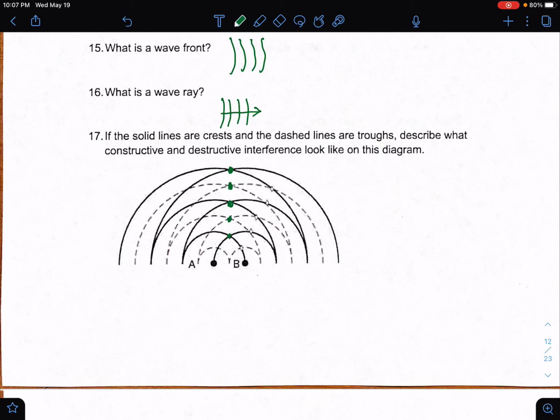When you have a crest and a trough meet, so a solid line and a dotted line meet, these are going to try to cancel each other out. So that is called destructive interference. Basically, they are trying to cancel each other out.